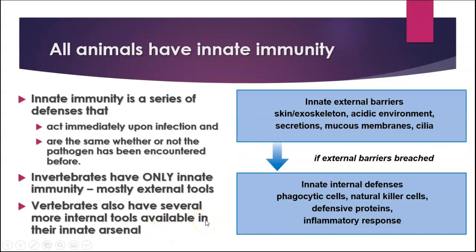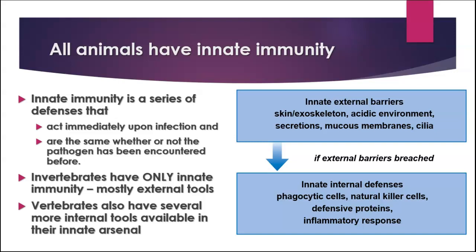So all animals have some kind of innate or inborn immunity. These are defenses that act immediately. They act whether there's a known pathogen or not, whether you've encountered the pathogen before. They're very non-specific, and they just are reactions to an invasion of some kind. Invertebrate animals have only innate immunity. Things like skin, exoskeleton, various kinds of secretions, things like that. Mostly things that work on the outside of the body.